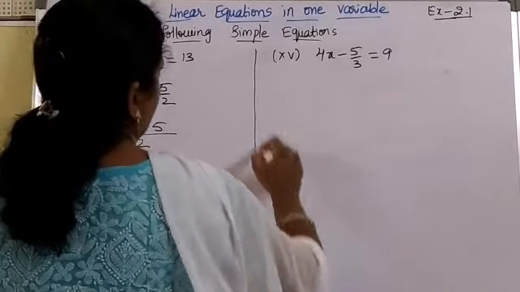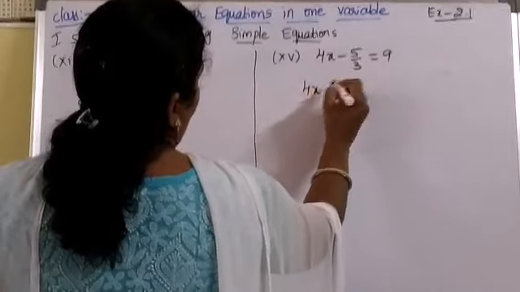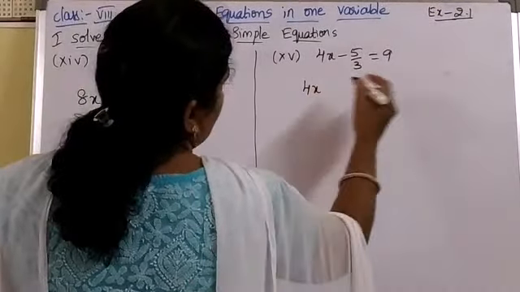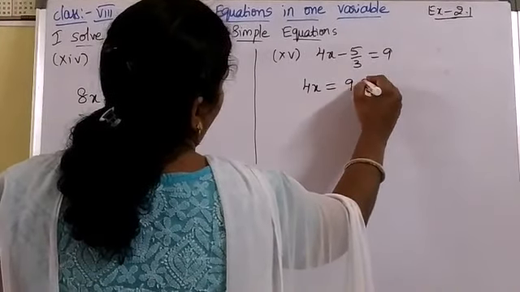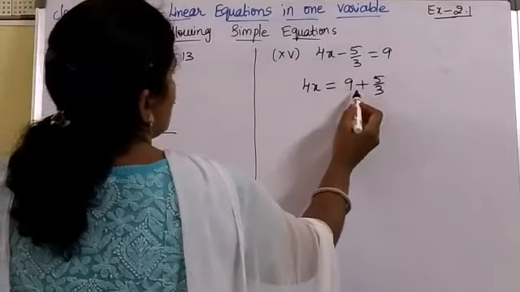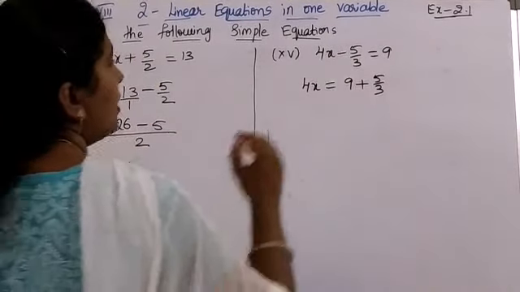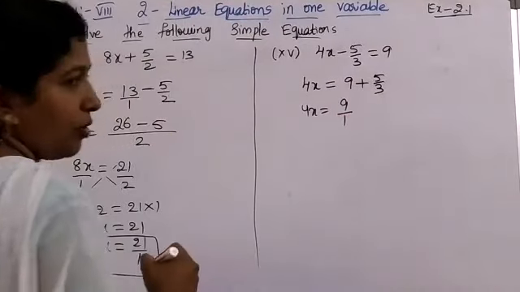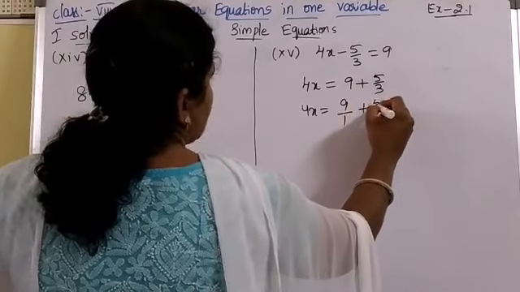Coming to here, 4x - 5/3 = 9. x is the variable here. I want to take this minus 5/3 to that side. 4x is equal to 9 plus 5/3. Okay, plus 5/3. Here, the addition of a whole number and a fractional number. Convert this whole number into a fraction by keeping 1 in the denominator: 9/1 + 5/3.